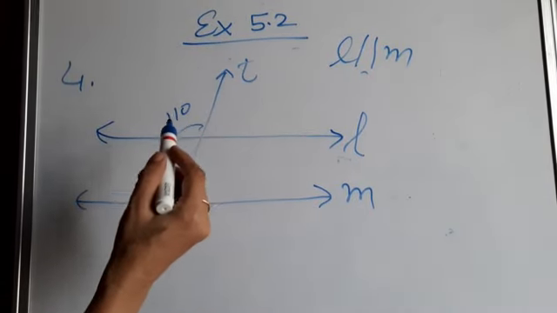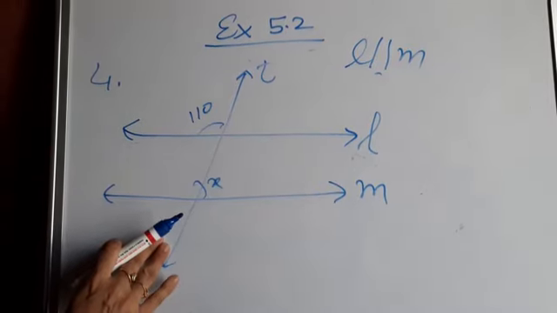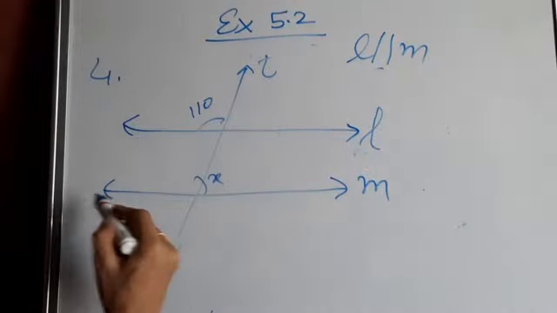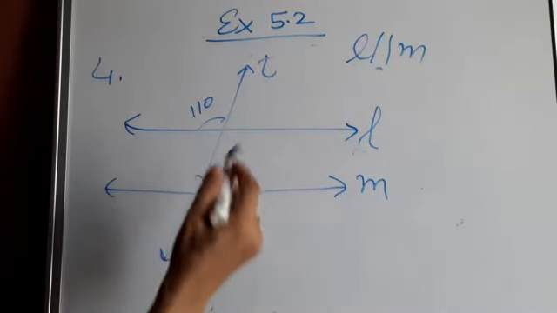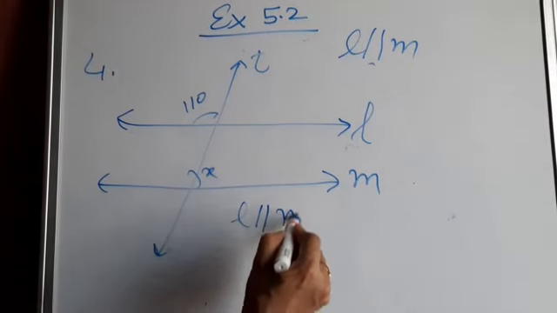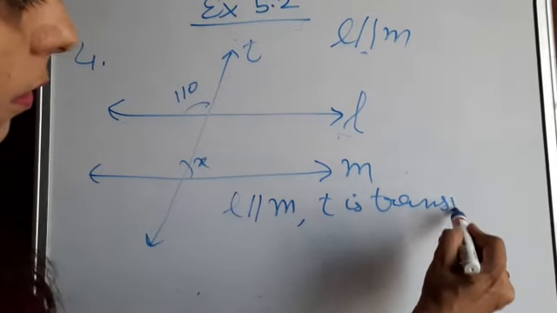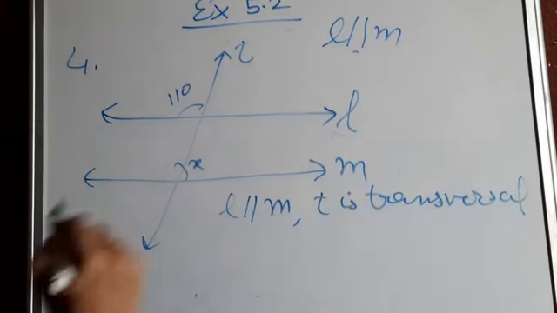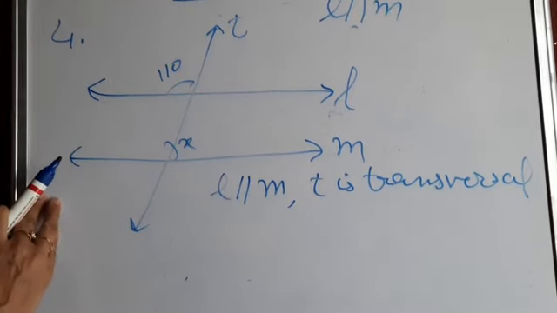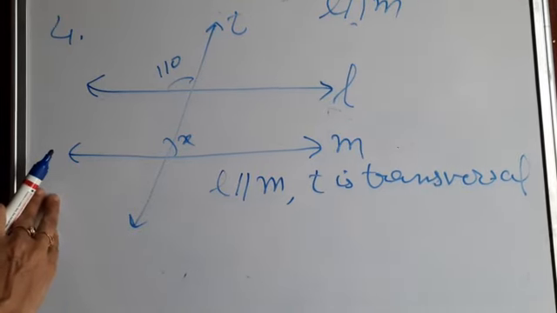Find the value of x. In this figure, which is given in the question, L is parallel to M. These two lines are parallel. T is the transversal. Whenever you give the solution, write down L is parallel to M, T is transversal. And always draw the figure using pencil and scale, neat and clean. First you will draw the figure and after this give the solution using pen.